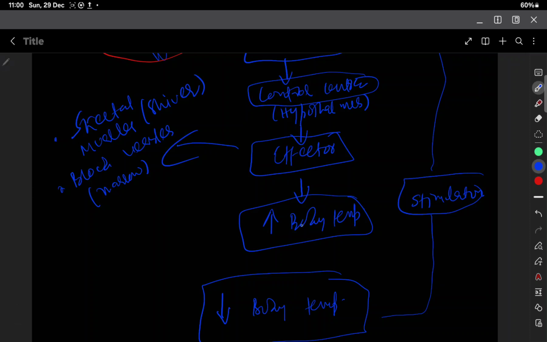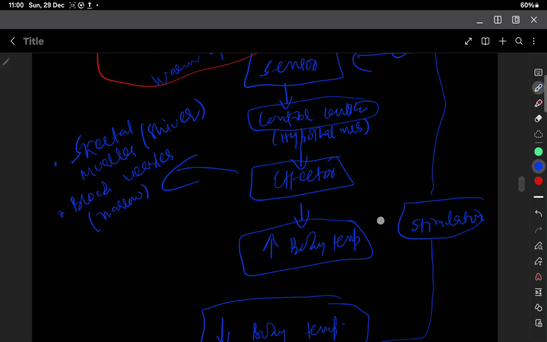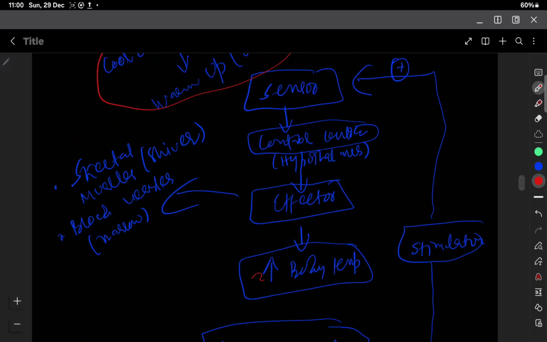Now if there is an increase in the body temperature, what will happen? There will be inhibition, I will write negative, inhibition of the sensor. Then it will send information to the control center, then to the effector, and there will be a decrease in the body temperature. So this is the example of the negative feedback system.